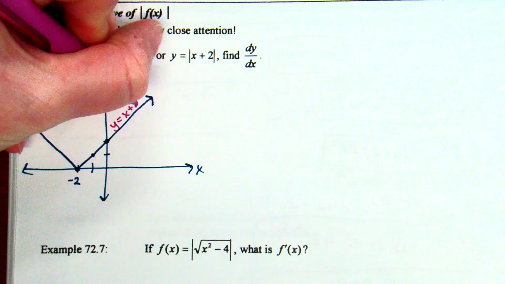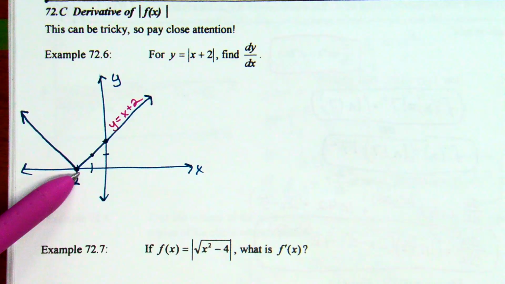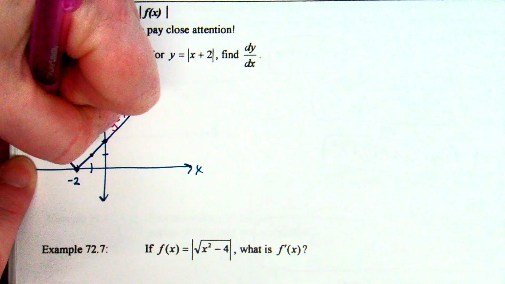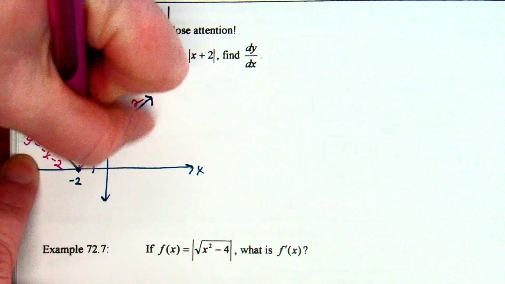Okay. The left side of the V. Now, you can go and try and figure out what it is by figuring this out down here, because where is this going to cross the y-axis? It's going to cross it at negative 2, and it's going to have a slope of negative 1. So you could think of it as negative x minus 2. Also, you could think of it as a reflection, which means it is y equals the negative of x plus 2.